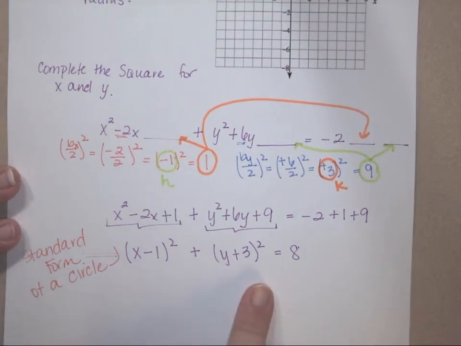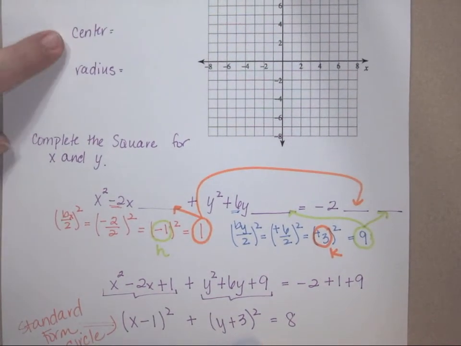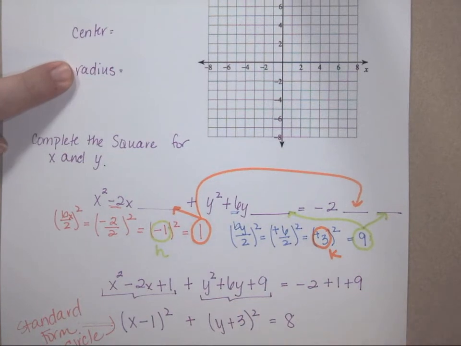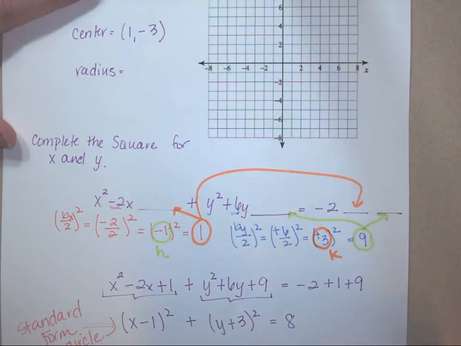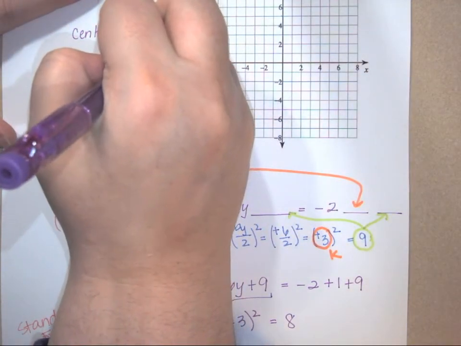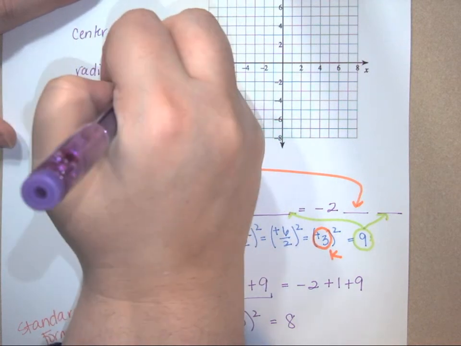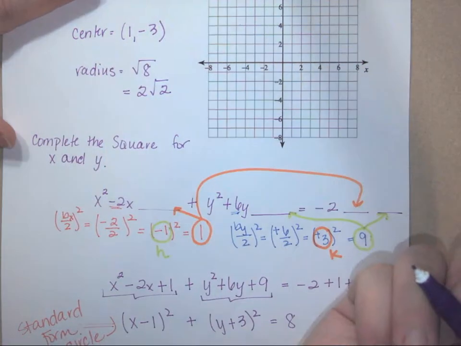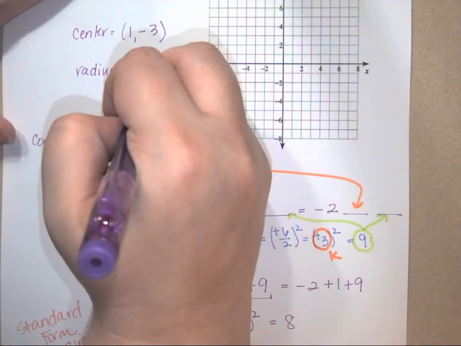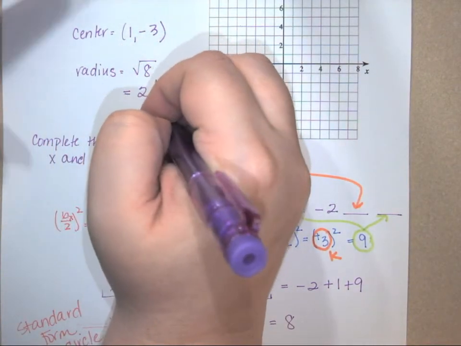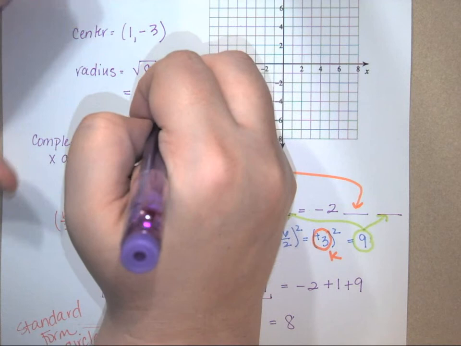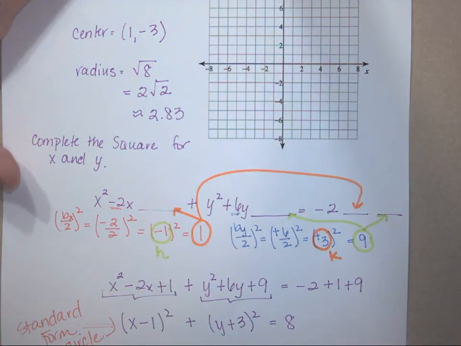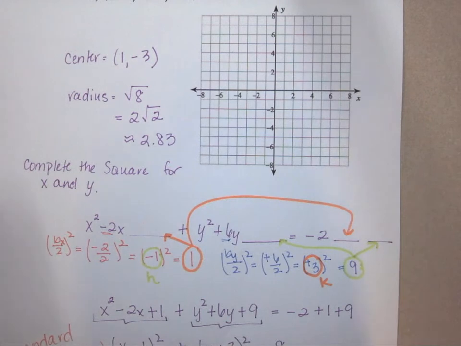Now here we can pick out the missing information. We need a center and we need the radius. So my center is going to be the point 1, -3, and my radius is going to be the square root of 8, which is the same as 2 square roots of 2. Now, for all intents and purposes of graphing, we know this to be a little over 2, roughly 2.83.